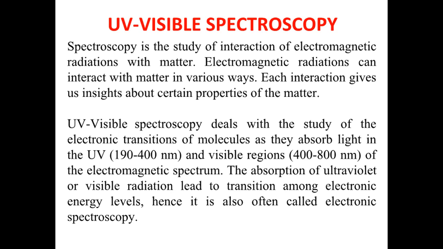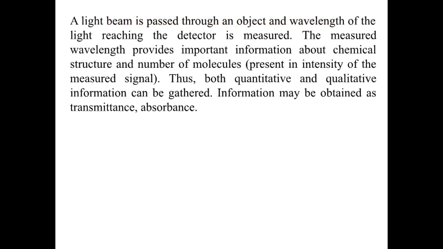UV visible spectroscopy deals with the study of the electronic transitions of molecules as they absorb light in the UV, 190 to 400 nanometers, and visible regions, 400 to 800 nanometers, of the electromagnetic spectrum. The absorption of ultraviolet or visible radiation leads to transition among electronic energy levels, hence it is also often called electronic spectroscopy. A light beam is passed through an object and the wavelength of the light reaching the detector is measured.